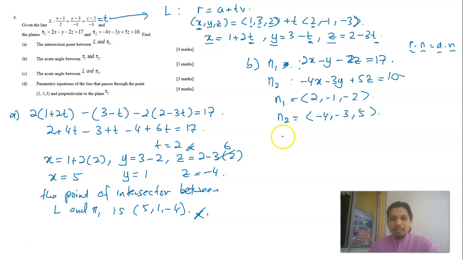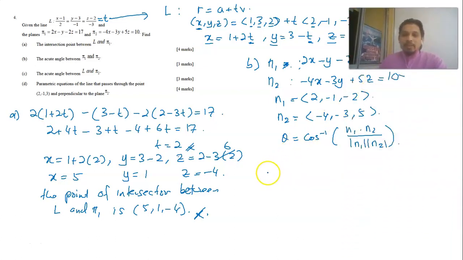We need to find theta equal to arccos of n1 dot n2 divided by modulus of n1 and modulus of n2. By the way, we need to find modulus of n1 and n2 first. Modulus of n1 is square root of 2 square plus negative 1 square plus negative 2 square. 4 plus 1 plus 4 equal to 9. Square root of 9 equal to 3.